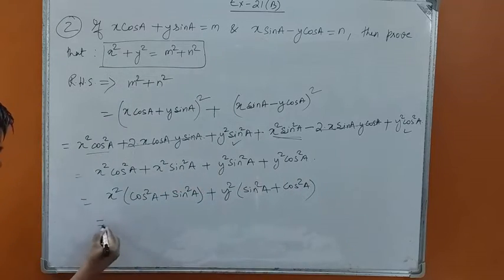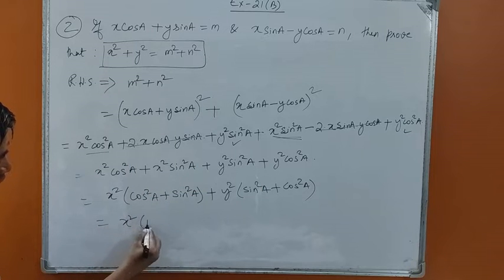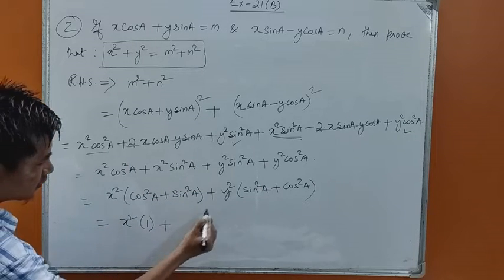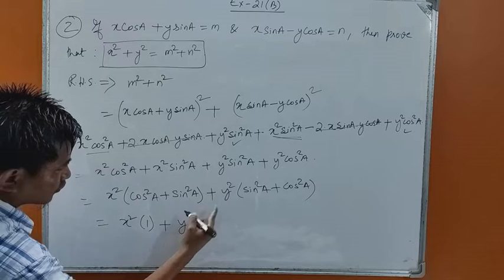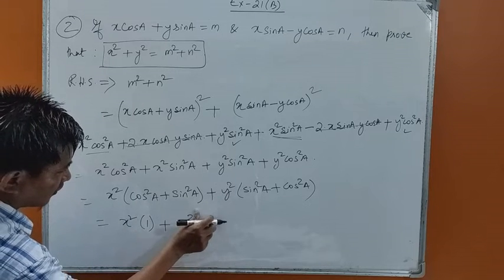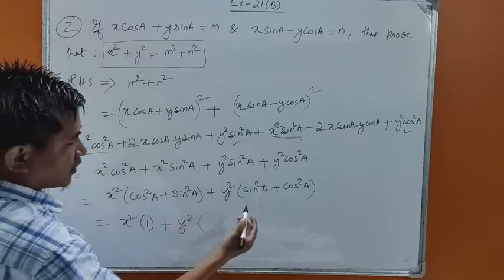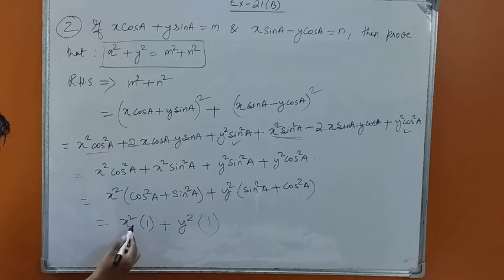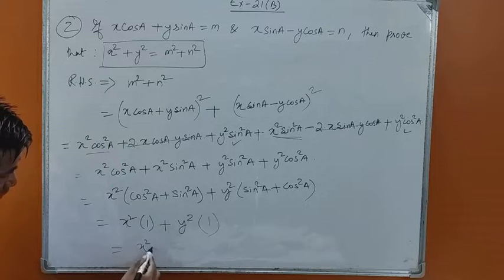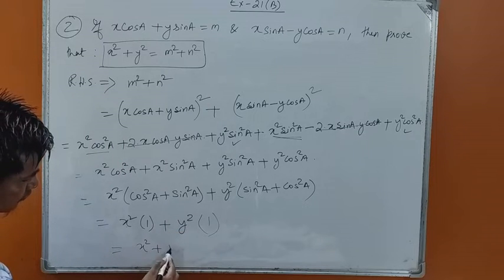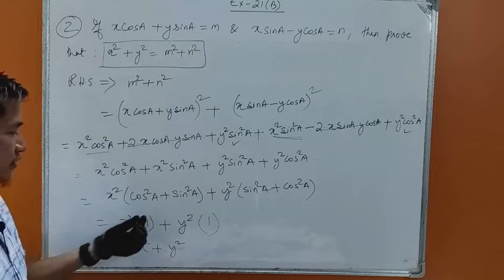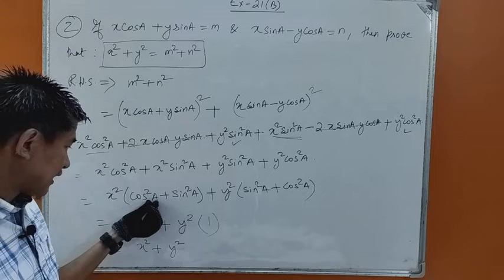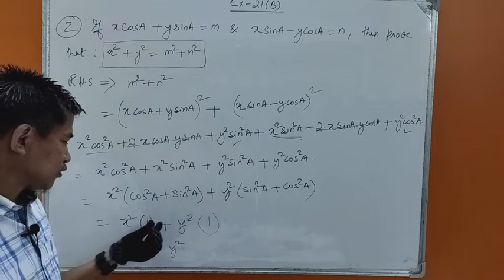This means x square cos square a plus sin square a is 1, isn't it? Plus this is y, so y square into sin square a plus cos square a is 1, isn't it? So x square into 1 is x square plus y square into 1 is y square. You see here, cos square a plus sin square a is 1.